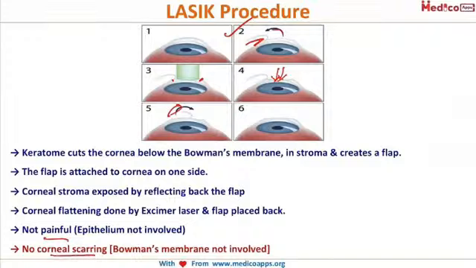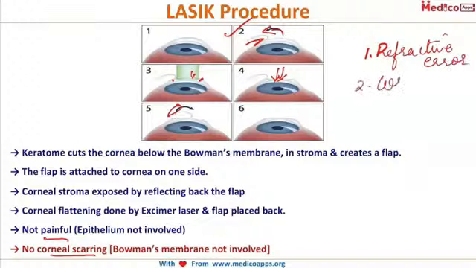First you create a flap and you ablate the stroma. The stromal thickness, how much it should be ablated, is decided based upon number 1 the refractive error and number 2 the corneal thickness. These two decide how much of the stroma you're going to ablate. Then again the flap is placed back in its anatomical position.